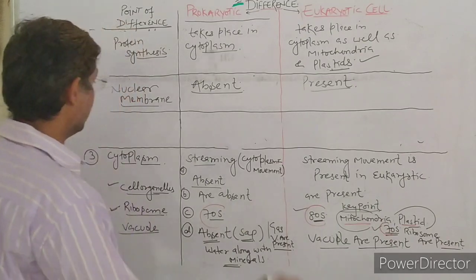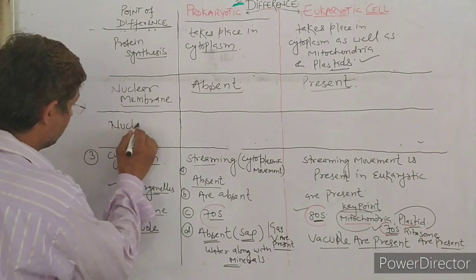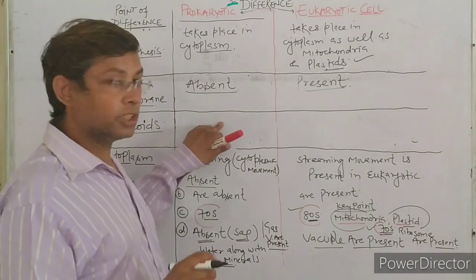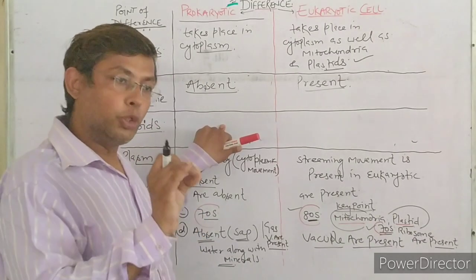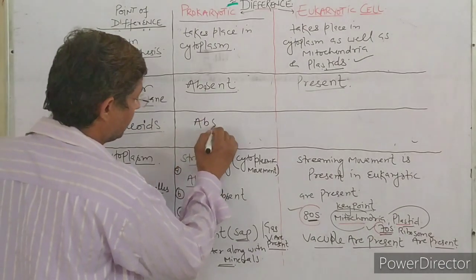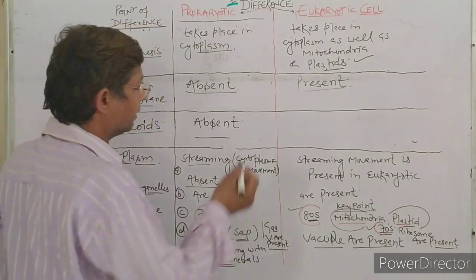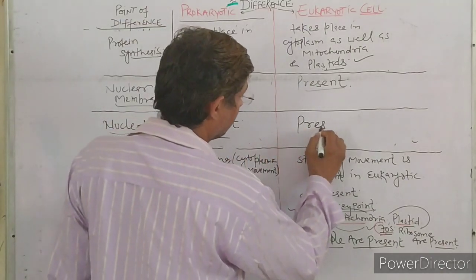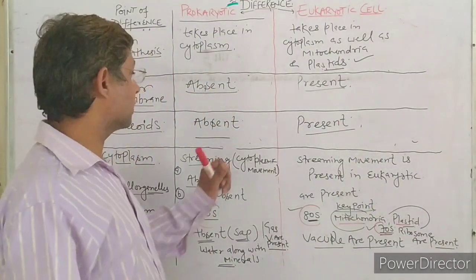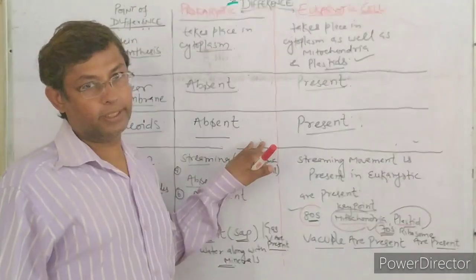The next difference is the nucleolus. The nucleolus is a structure which is present in the nucleus. So the nucleolus is also absent in prokaryotes but present in eukaryotic cells. So these are the common differences between prokaryotic and eukaryotic cells.